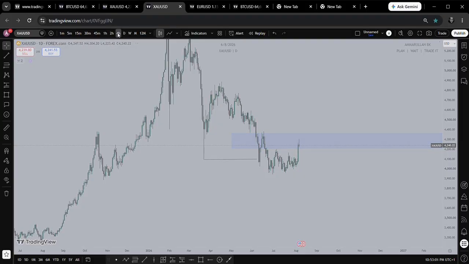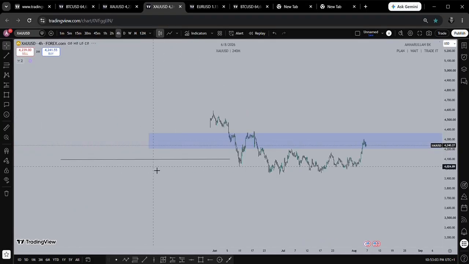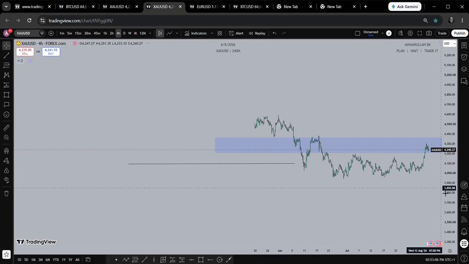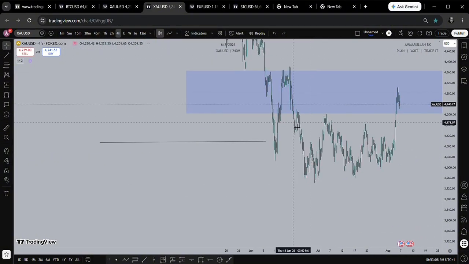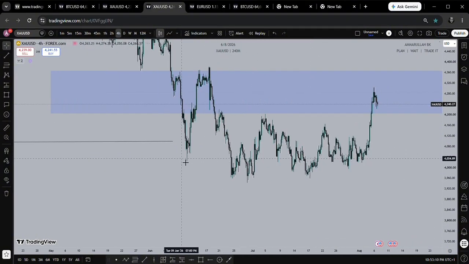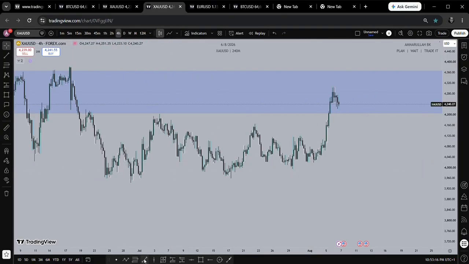So on the 4-hour time frame, what do we have? On the 4-hour time frame, you can clearly see after the sweep, multiple sweeps, one break, then another break. What do we have? We have this particular last low, this last low.